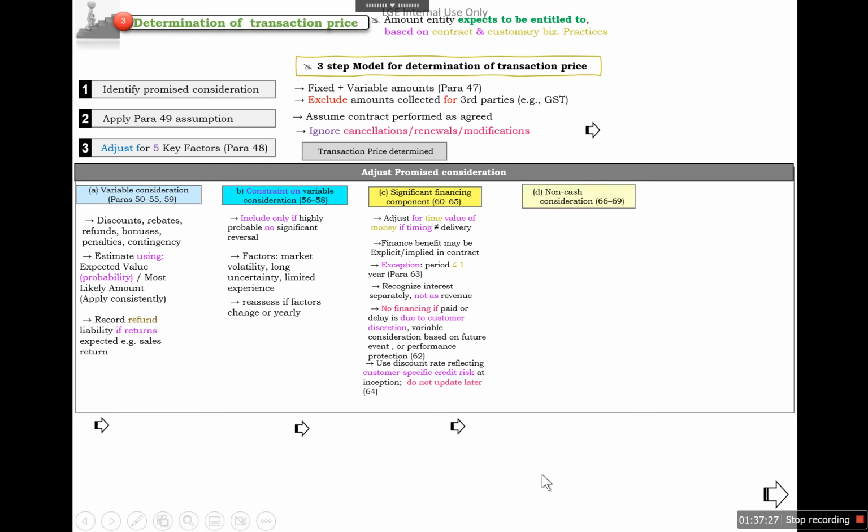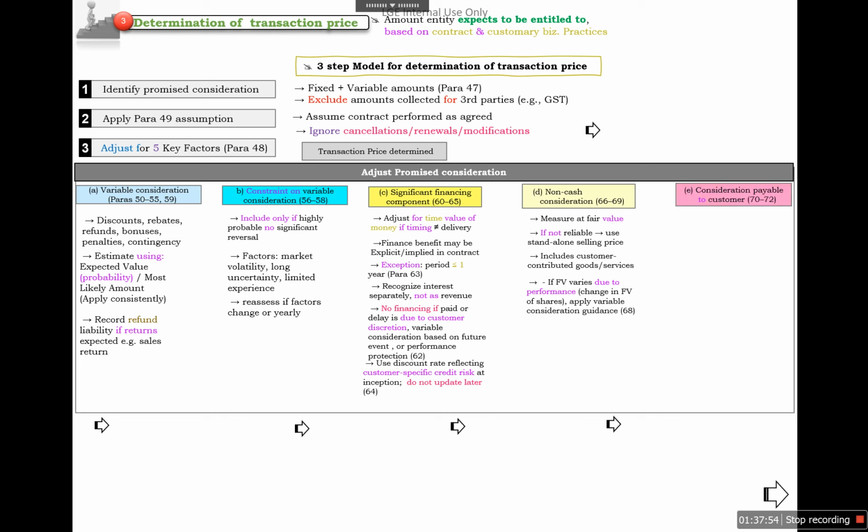Next is non-cash consideration. We need to measure it at fair value. If that is not reliable, then we need to use the standalone selling price, and it includes customer-contributed goods and services if the entity takes control of them. If fair value varies due to performance, that is, a change in the fair value of shares, apply the variable consideration guidelines. So let's discuss a few examples of it.